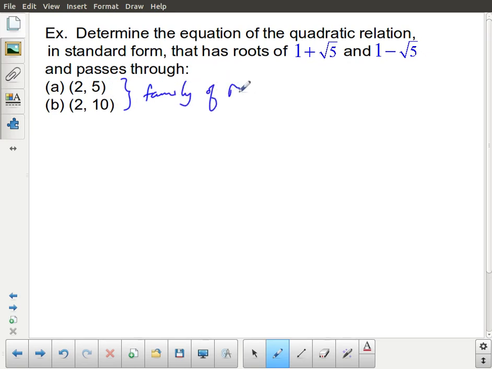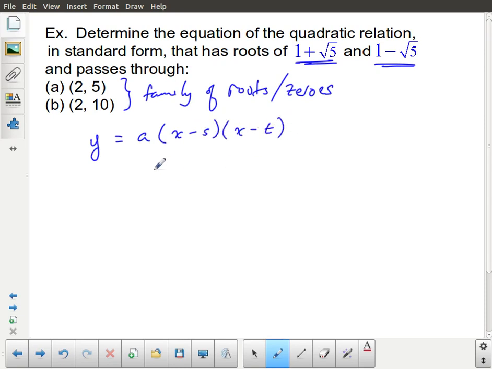of roots or zeros, right? That's when we talk about roots, we're talking about zeros. So this is a family of roots because they have these things in common. So in general, when we talk about roots and zeros, normally we will start with factored form. So the general form of a factored form relation is some leading coefficient a times x minus s, x minus t, where s and t are the roots.